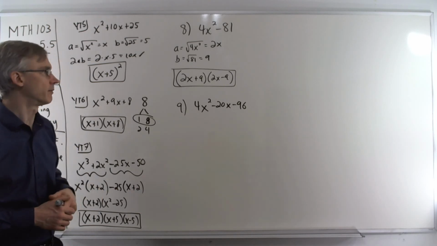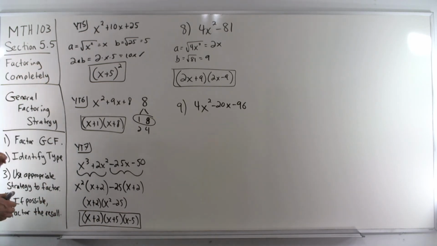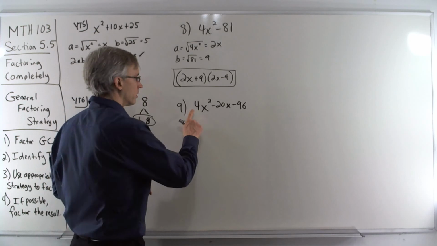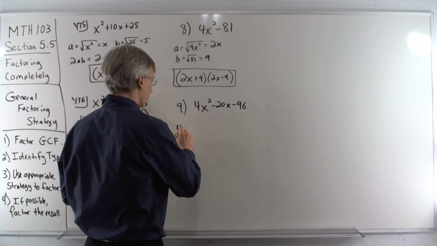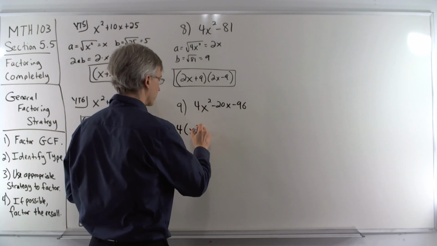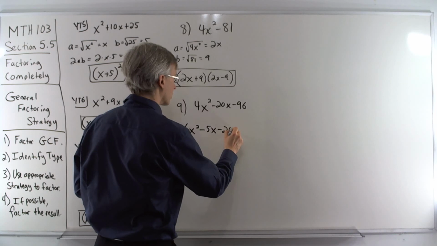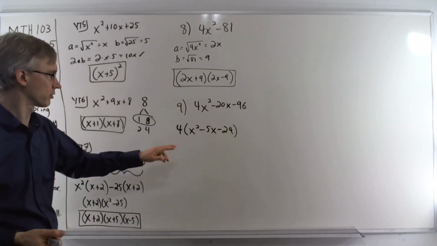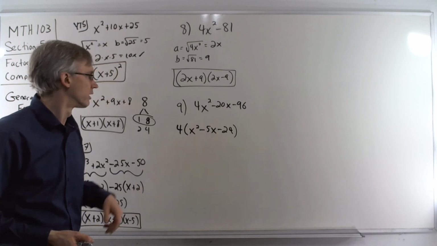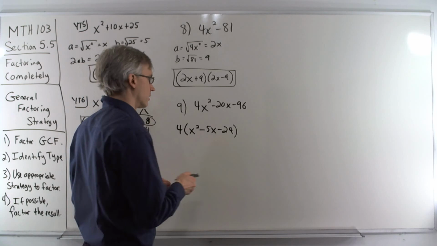So let's make this easier by doing step 1 and factoring out the greatest common factor. 4 is a divisor of 4, 20, and 96, so we can factor out 4. And then we get x squared minus 5x minus 24. Now we have a regular old a equals 1 trinomial inside the parentheses. So this is going to be a lot easier to work with.